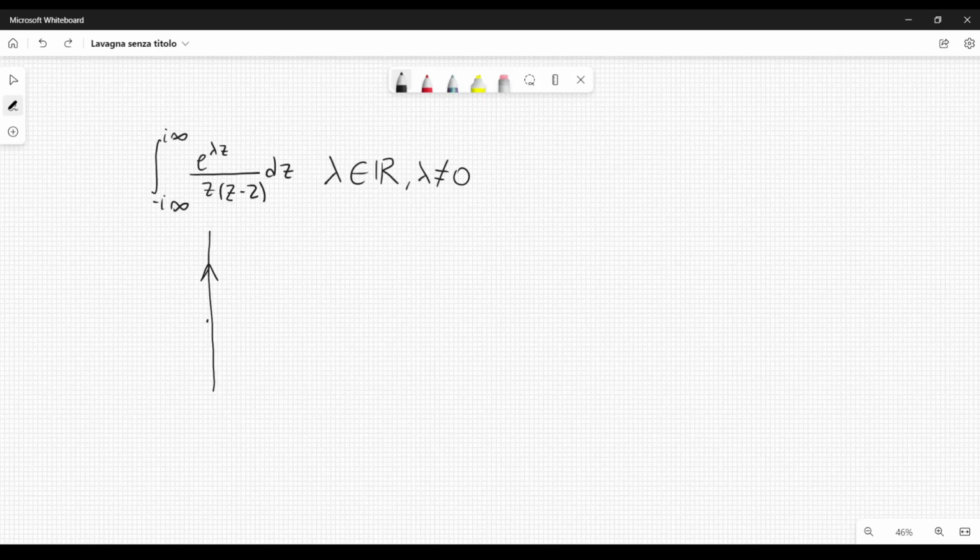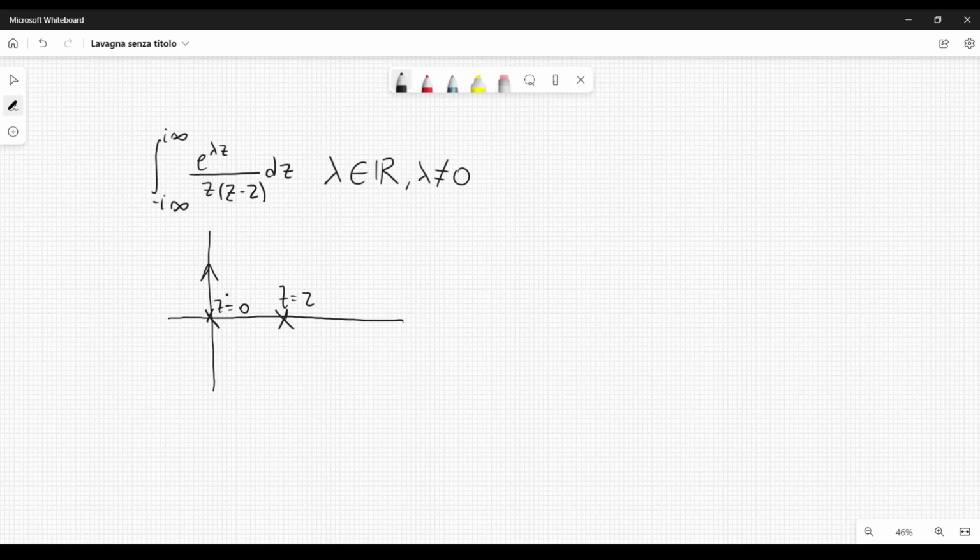So somewhere here there is a pole, and I have to be careful and choose the appropriate contour of integration such that this pole can be avoided when I perform the integration. And then I also have another pole at z equal to 2, and these poles have multiplicity equal to 1. So let me draw also the real axis. This is z equal to 2, whereas this is z equal to 0.